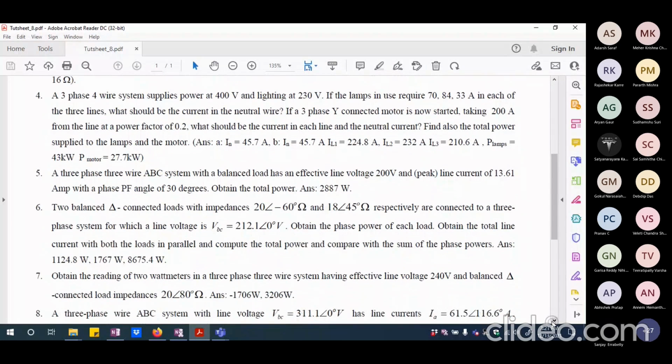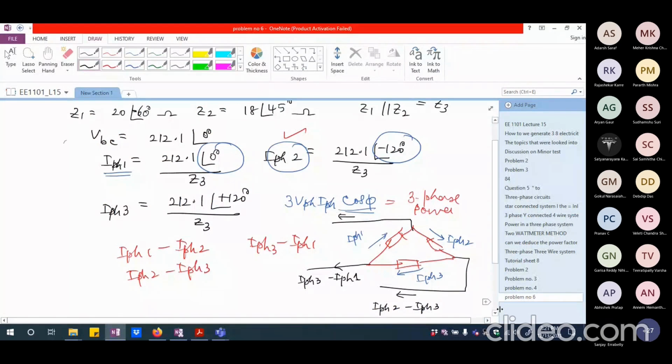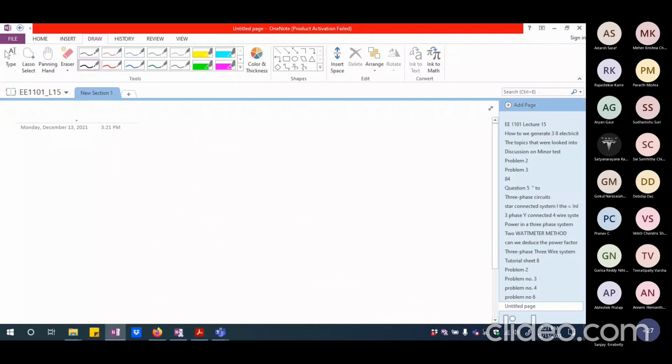Seventh problem. Obtain the reading of 2 wattmeters in a 3-phase 3-wire system having effective line voltage of 240 volts, a balanced delta connected load with impedances of 20 angle 80 ohm. That's what is given. So impedance is 20 angle 80 and line voltage is 240. So let's say problem number 7.